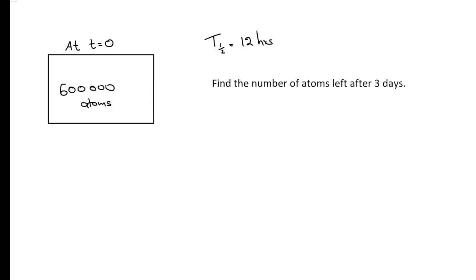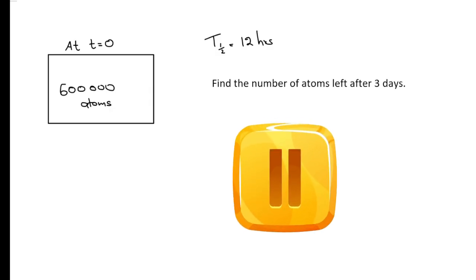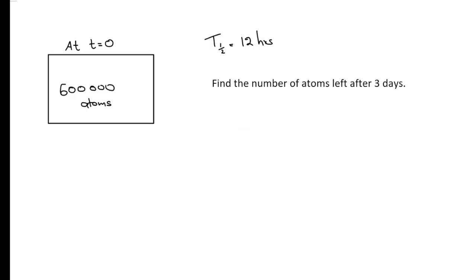Here you can see a slightly trickier question. If you want to give it a try, please pause the video and do so. And I will do the explanation right after that. Now in this one, the initial number of atoms is 600,000 and the half-life is 12 hours. Find the number of atoms left after 3 days.